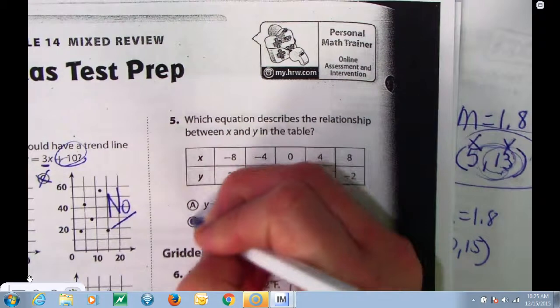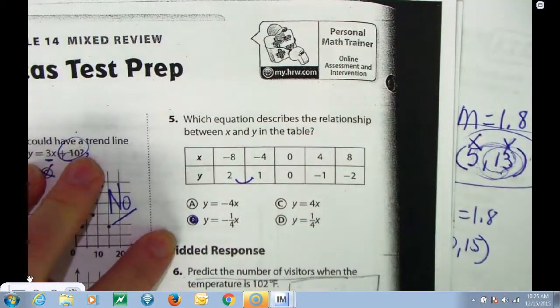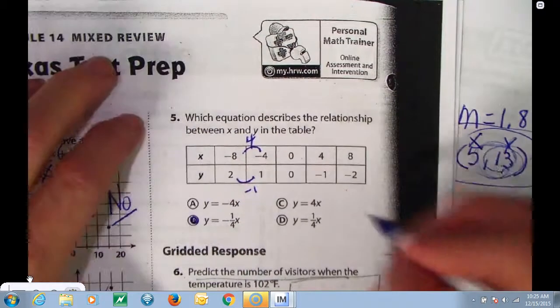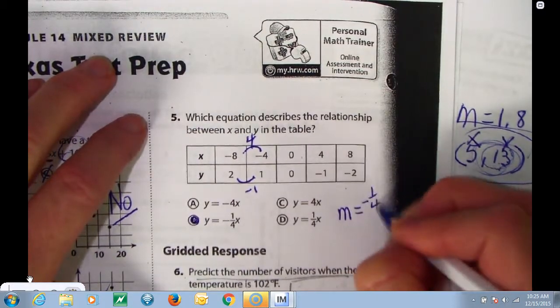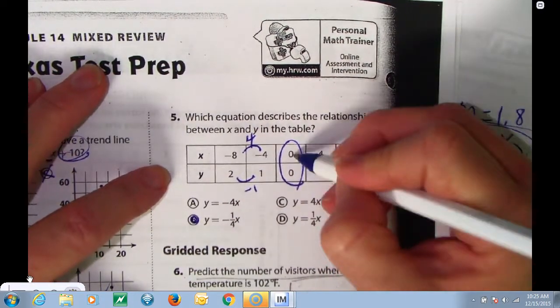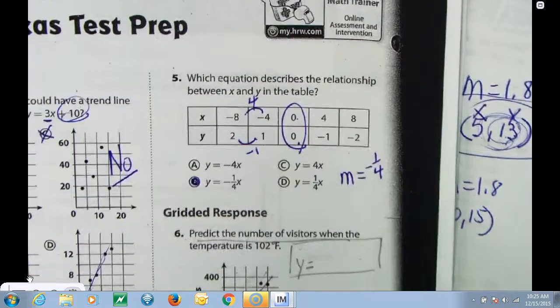It's B. Look, what does that do? Minus 1, what does that do? Plus 4. So the slope is negative 1/4. And it's proportional because what? 0, 0. Okay, number 6.